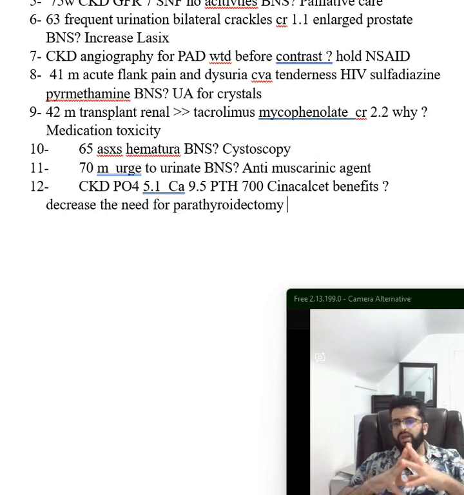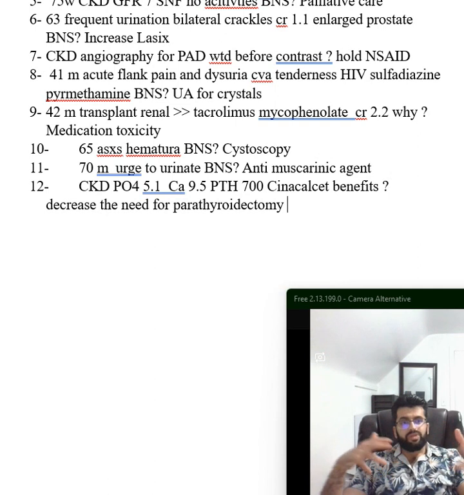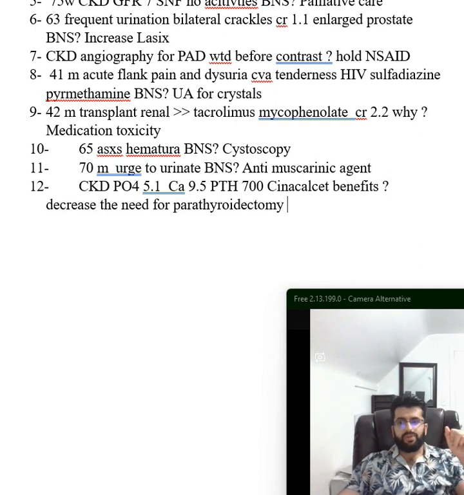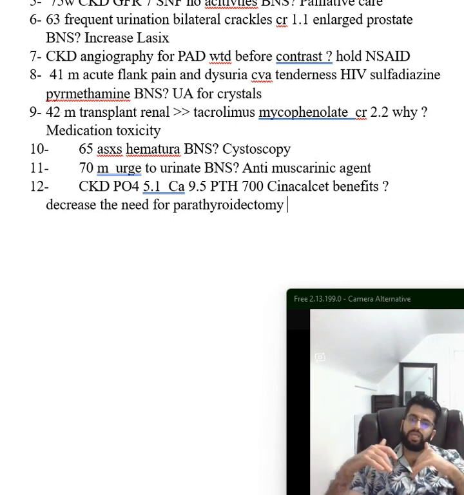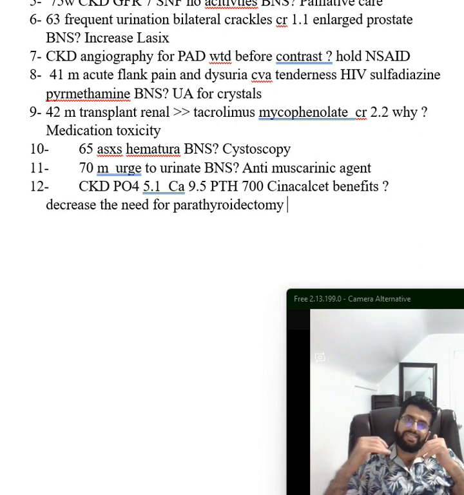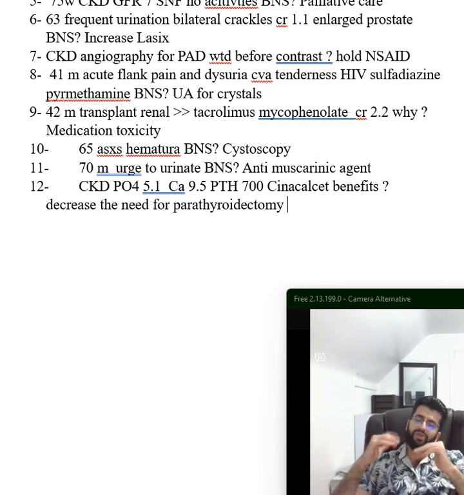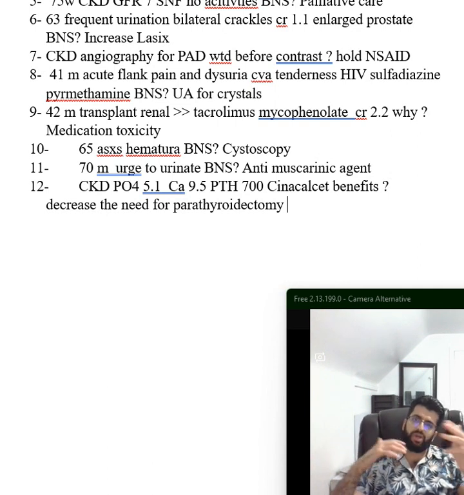So if you don't give that cinacalcet, the parathyroid stays high. What if you give a lot of vitamin D and the calcium goes high, and then you suppress the parathyroid so it drops significantly? This is going to decrease the cellularity of the bone, because you need the right level of parathyroid. You don't need it too high, you don't need it too low. This is going to decrease the cellularity and the metabolism of the bone.